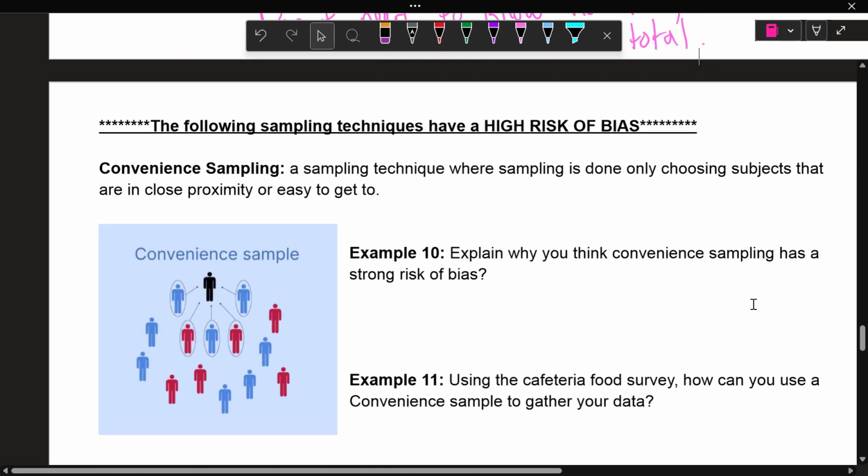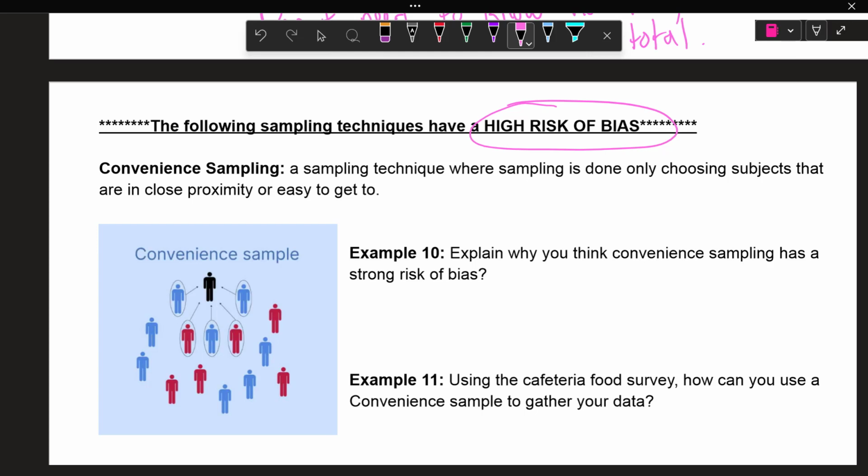Now these samples are not good samples. These are high risk of bias, meaning our data will not be precise. The measures that we get from our sample will not be representative of our population. First one is convenience sampling. It's literally where whatever's the easiest to get, we choose them for our sample, and that's what we use.